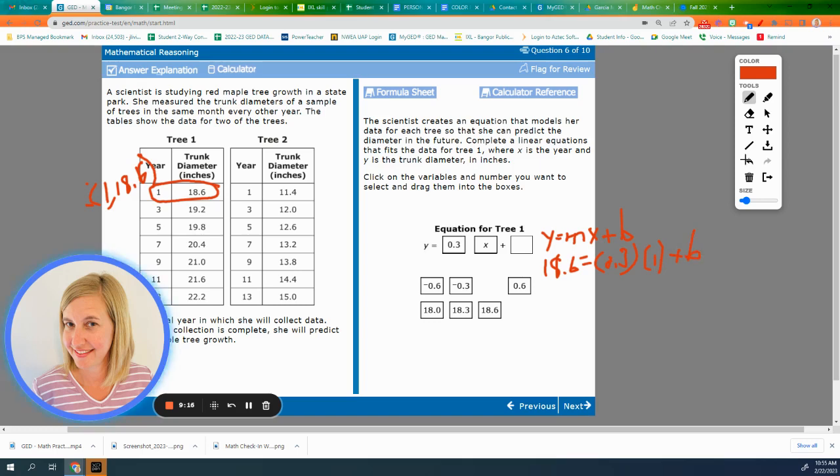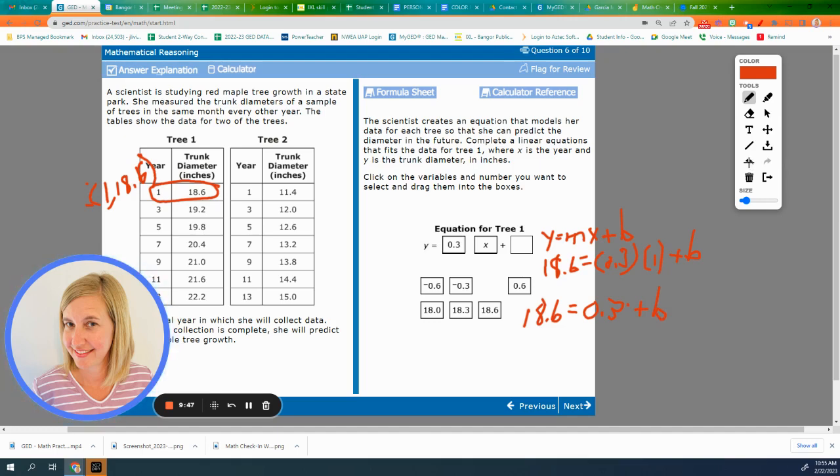Okay, next line, 18.6 equals 0.3, because 0.3 times 1 is 0.3, plus b. I am having trouble with my writing pad today, sorry about that.